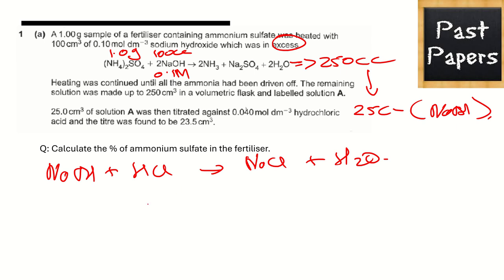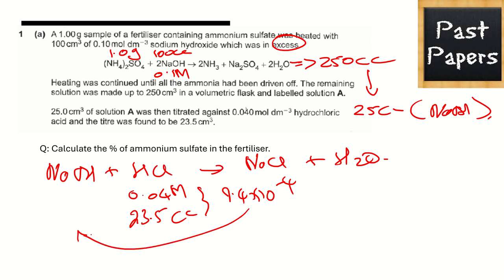From there we had 0.04 molarity HCl, and the average titer was 23.5 cc's. So the amount of HCl used was 0.04 times 0.0235, and that gives me the number of moles of hydrochloric acid used, 9.4 times 10 to the minus 4. Again, standard form is fine. It's a 1-to-1 ratio, so I have 9.4 times 10 to the minus 4 moles of sodium hydroxide left over after the reaction.